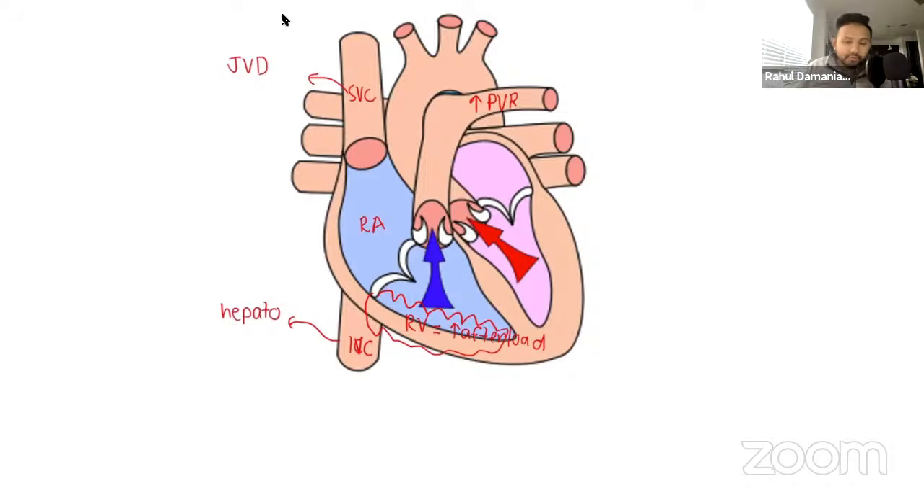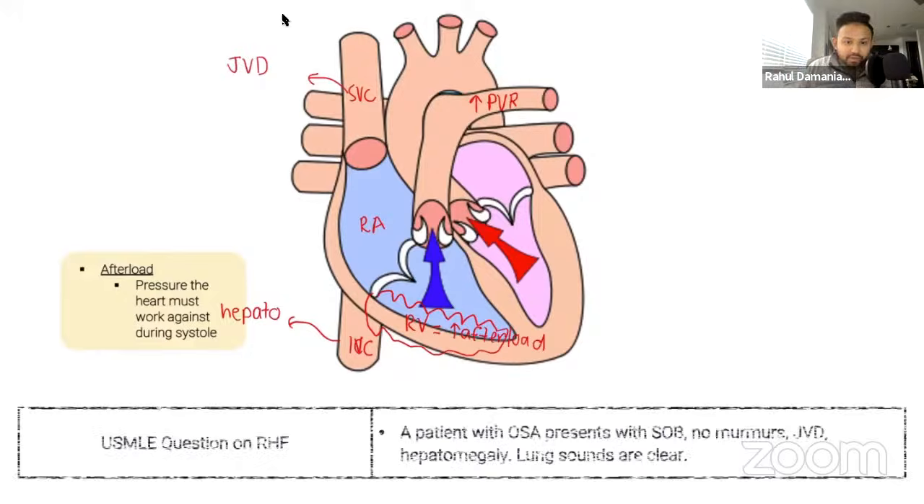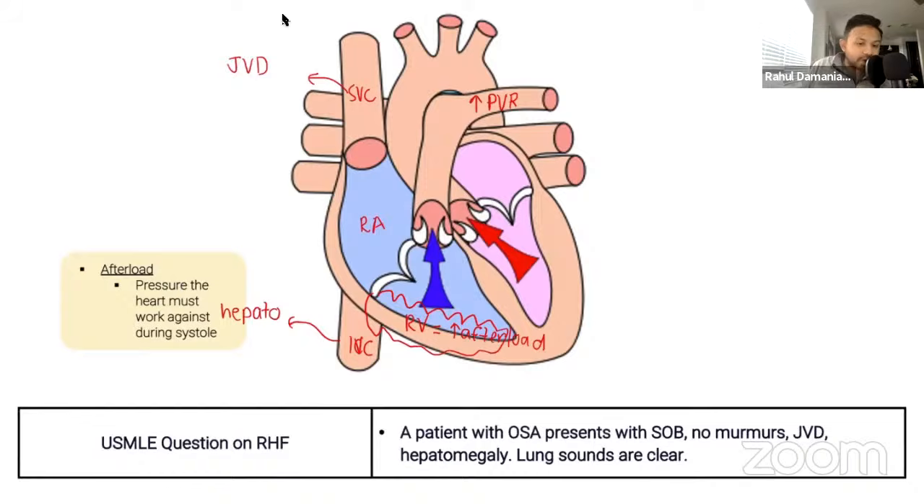And these are signs of right heart failure. So what is afterload? Well, afterload is the pressure the heart must work against during systole. High PVR, high right ventricular afterload. So what are some USMLE questions on right heart failure?